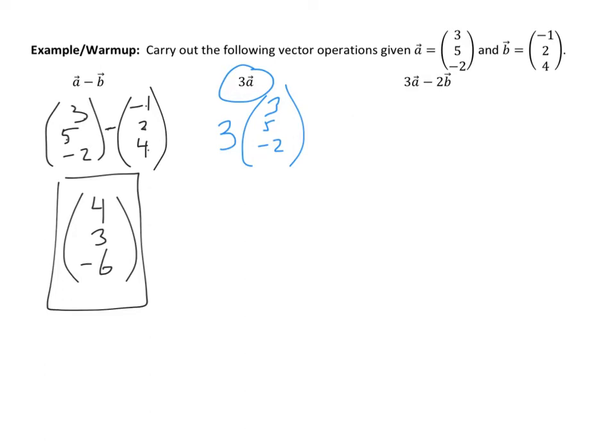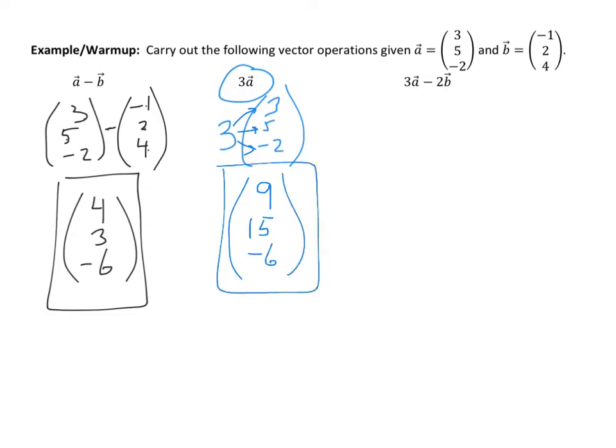And to do it numerically, I'm just going to multiply this 3 to each of the components. So my top component is 3 times 3, which is 9. The y component, 3 times 5 is 15. And the z component, 3 times negative 2 is negative 6. Yay, we're done.